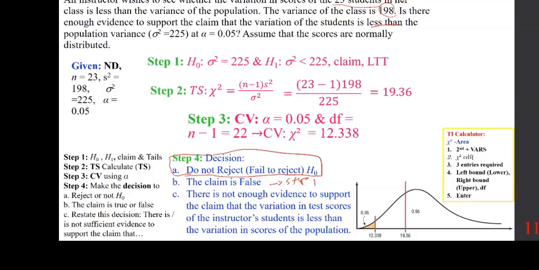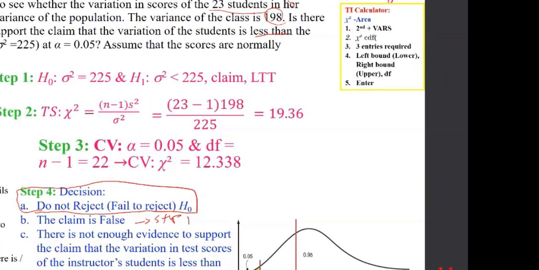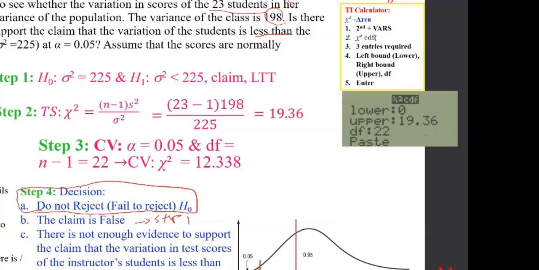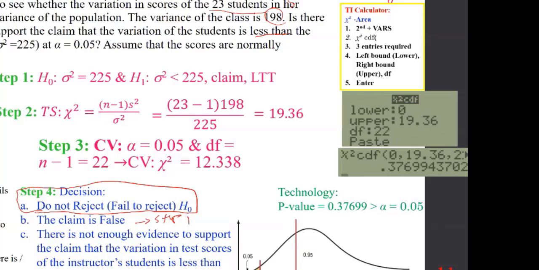All right, so having said that, here's using the TI. You can go to 2nd, variables, chi-squared CDF, and you put 3 entries, the left bound, right bound, and so forth. So the lower bound, and that can give you the chi-squared 0.37994. What does it mean? This is your p-value. If you go this route, you're calculating the p-value, chi-square CDF, and what you put as your upper value is your test statistic.